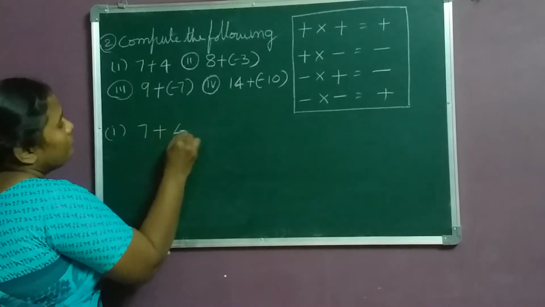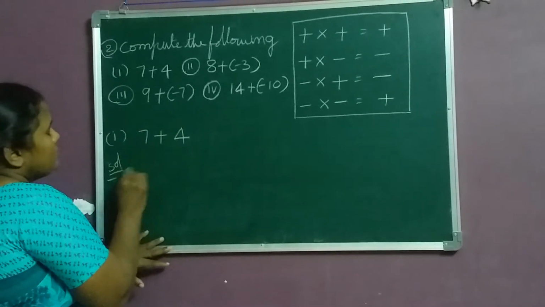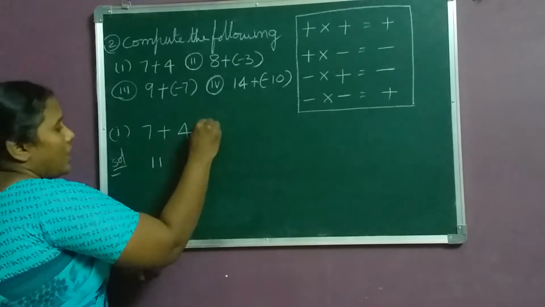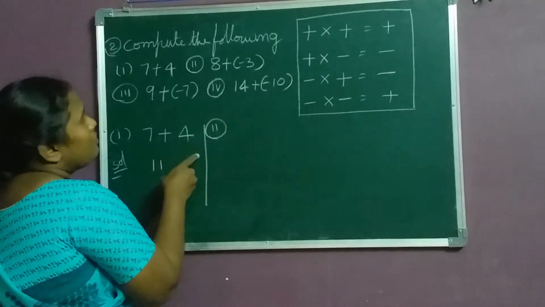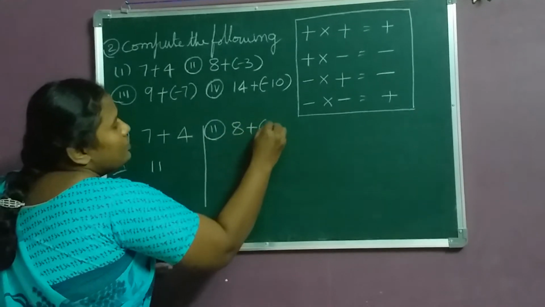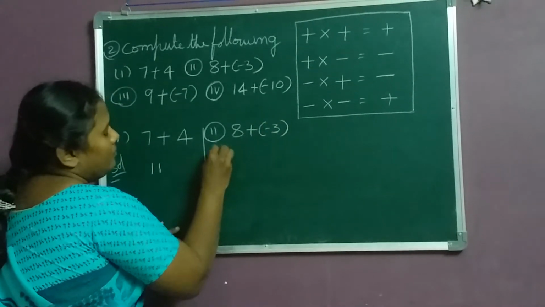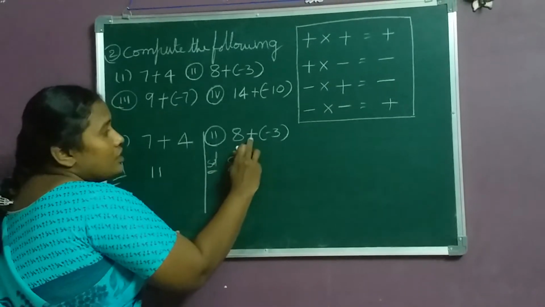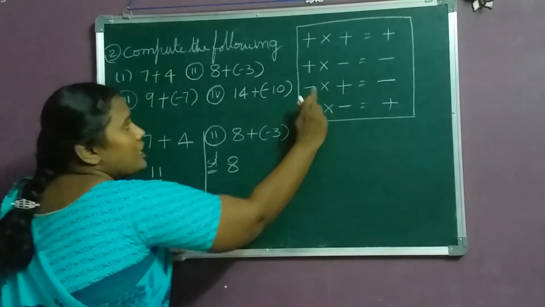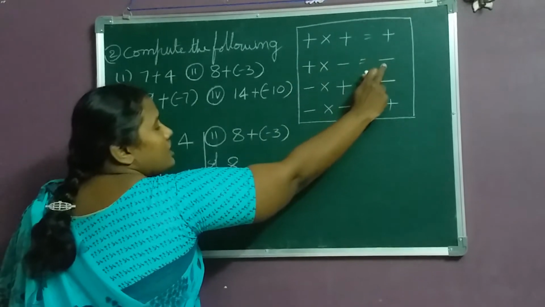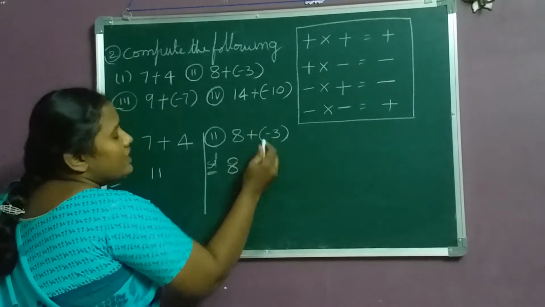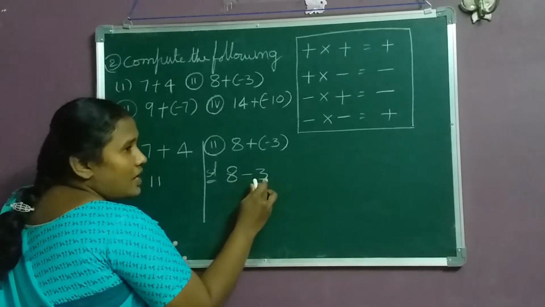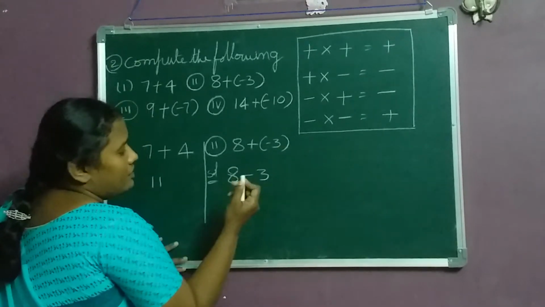Okay, come here. First problem. 7 plus 4. Solution. 7 plus 4, 11. Simple. Second problem. 8 plus minus 3. Solution. First you should write 8. Plus into minus, what is the answer? Minus. Plus into minus, minus 3. 8 minus 3. Answer is 5.